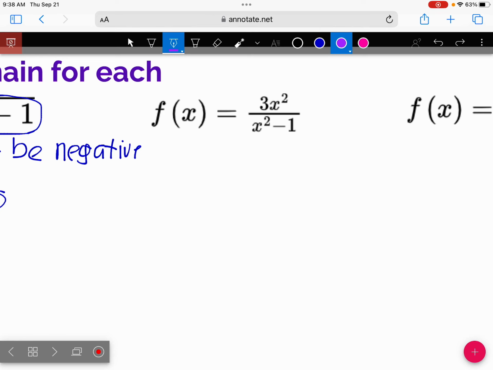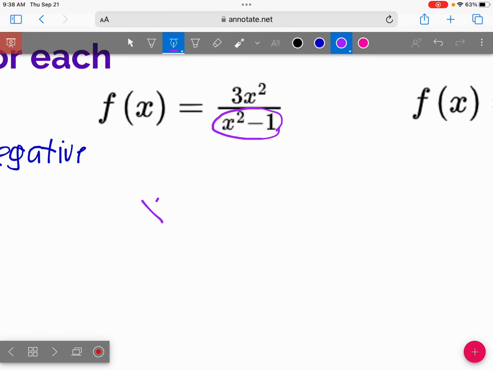Look at this next one. We have a fraction. When do fractions glitch out on us? When our denominator is 0. So our domain can be anything except when our denominator is 0. So let's figure out when our denominator is 0, because that's where our issue is going to be. So we want to know when x squared minus 1 equals 0.